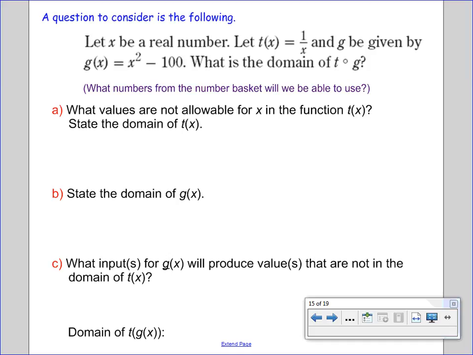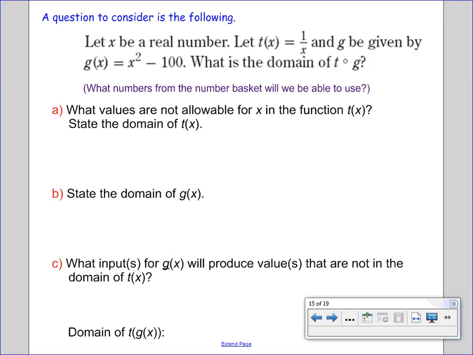So let's let x be a real number. We'll let t of x be 1 over x. And g will be given by g of x is x squared minus 100. What's the domain of the composition t of g, t of g of x? Well, what numbers from the number basket that we saw in our earlier page animation will we be able to use? So let's go ahead and think about this in a two-step process.